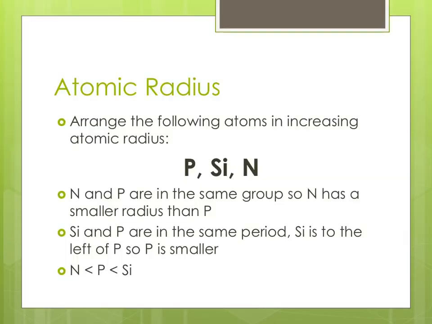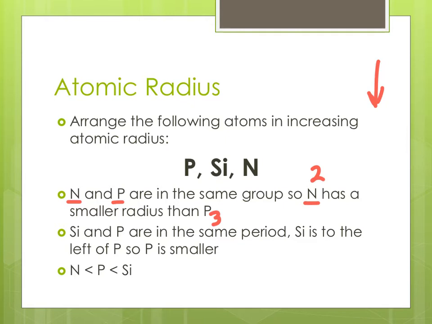Arrange the following atoms in increasing atomic radius: phosphorus, silicon, and nitrogen. In order for us to answer this question, we have to evaluate. So we notice that nitrogen and phosphorus are in the same group, meaning the same family, going in a column. And so because nitrogen is in the second energy level and phosphorus is in the third, we can then say that nitrogen has the smaller radius than phosphorus. So nitrogen only has 2 rings, whereas phosphorus will have 3 rings, therefore nitrogen has the smaller radius.